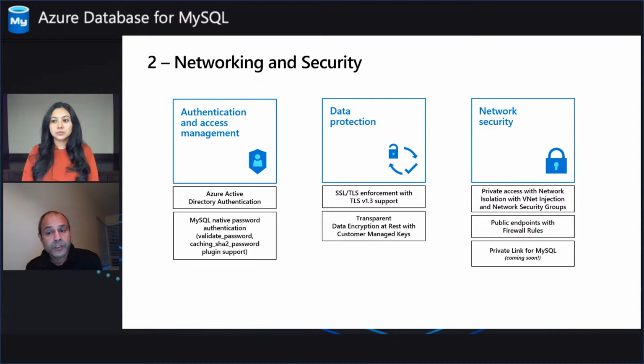On networking and network security, we have public access, which you can use to manage your database access using firewall rules. And on the networking side, you can also do network isolation using VNet injection. If your application and database instances are deployed in the same VNet, you don't need additional configuration. But if they are in different VNets, it will require VNet peering. We also announced the private preview of private endpoint or private link, and we plan to GA the feature pretty soon.